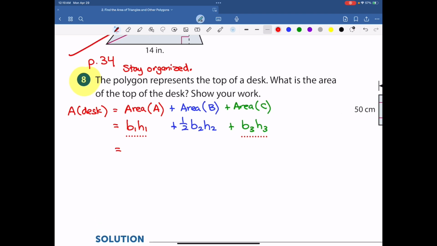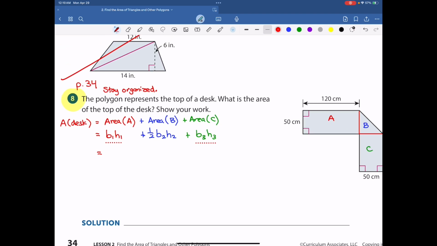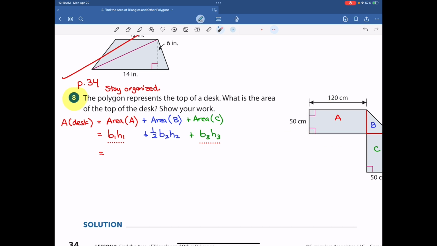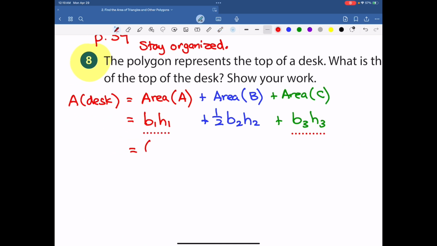So next up, let's work on section A, red. So base times height. This base is 120 centimeters, and the height is 50 centimeters. So let's write down 120 centimeters times 50 centimeters.